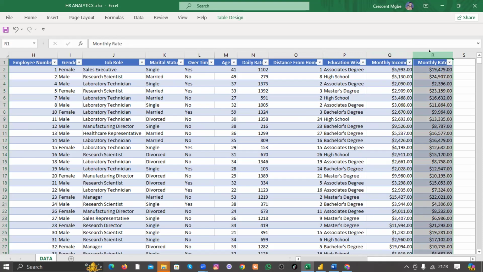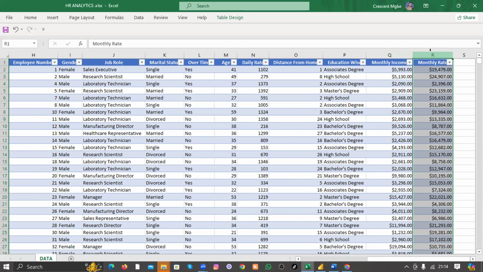So the difference between these two is that monthly income is your take home salary in a month. That is, it comprises different variables such as your base salary, your allowances, your bonuses, your commissions, all of them put together constitute your monthly income. That is the total amount you take home at the end of the month. While monthly rate is the fixed amount you are paid in the month, minus any other allowances, no other variables is considered, minus allowances, minus commission.